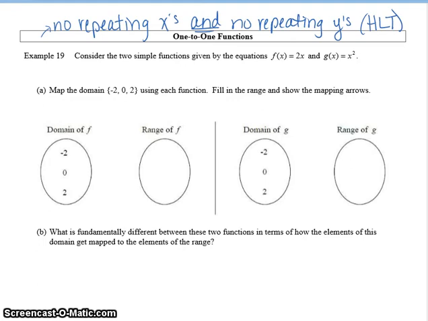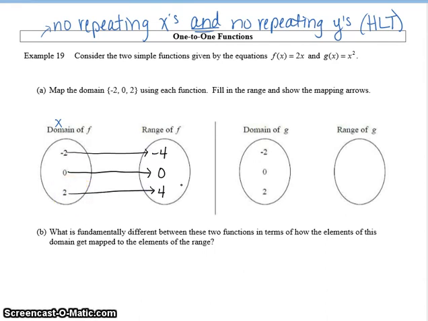Okay, so example 19 gives you this function f of x and g of x. It says map the domain using these functions. So for example, it says the domain of f. Now remember, domain means all the x values. So you're just going to substitute all of these x values into the function for f. So you're going to go 2 times negative 2, you're going to get negative 4. 2 times 0 is 0. And 2 times 2 is 4. Now it is a mapping, so you do have to connect and draw the arrows. And it kind of gives you the coordinates. So that on a graph would be the points negative 2, negative 4, 0, 0, and 2, 4.